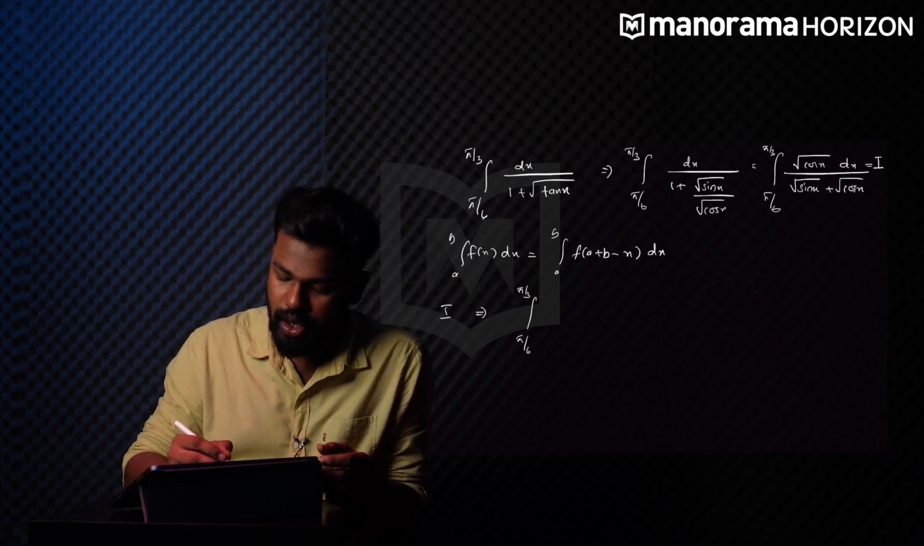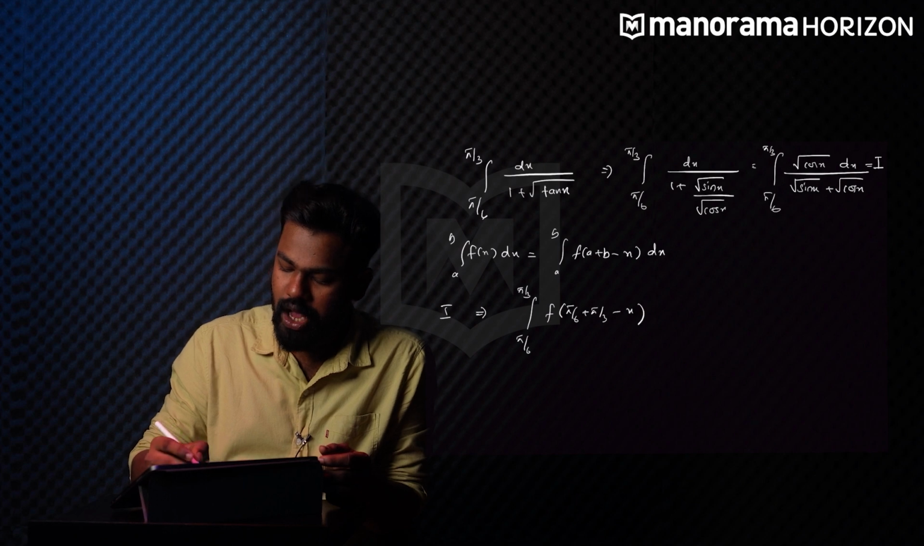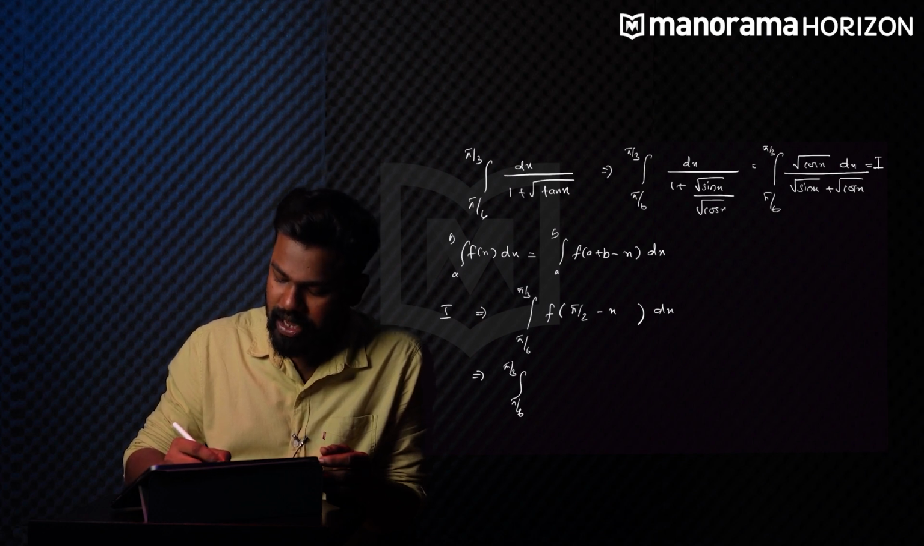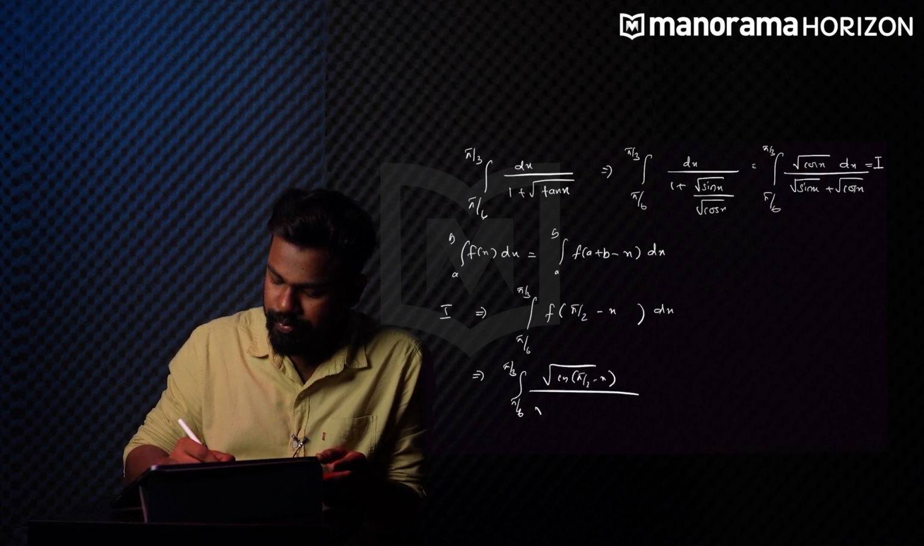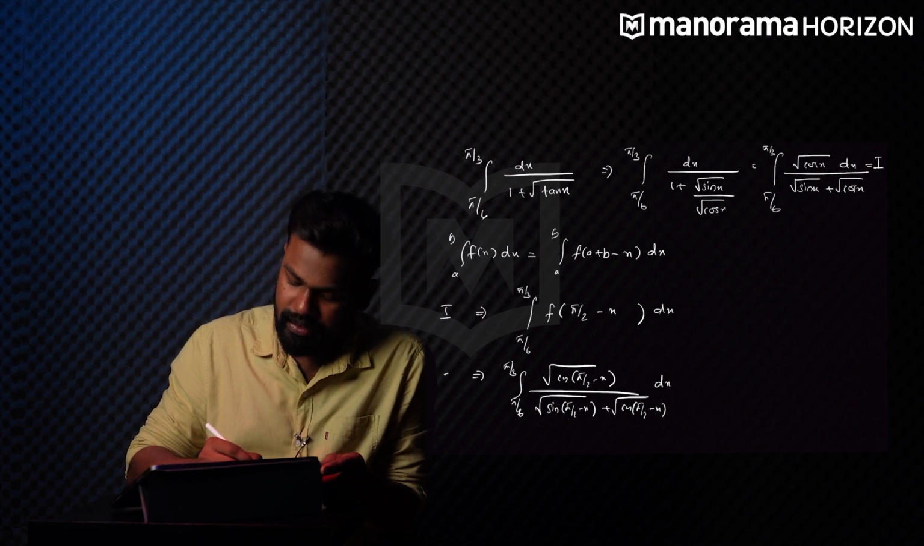It will be pi by 2. So can I write it as f of pi by 6 plus pi by 3 minus x, or I can also write it as what? f of pi by 2 minus x dx. So when I use that, I will be getting, from pi by 6 to pi by 3, f of pi by 2 minus x is root cos pi by 2 minus x by root sine pi by 2 minus x plus root cos pi by 2 minus x dx. So you will be getting, don't forget to put the I.